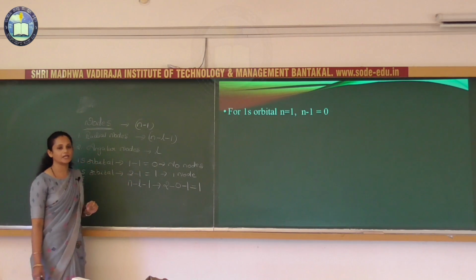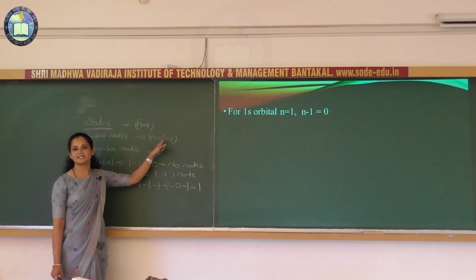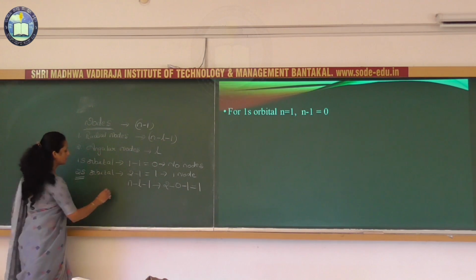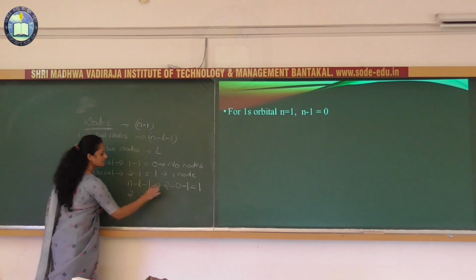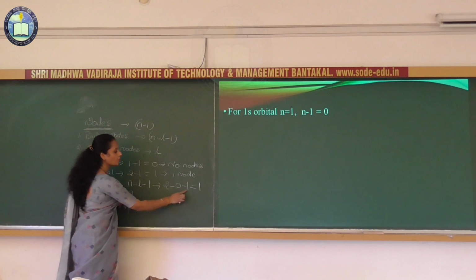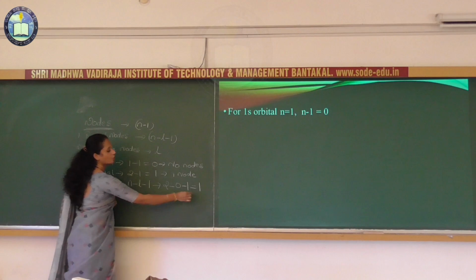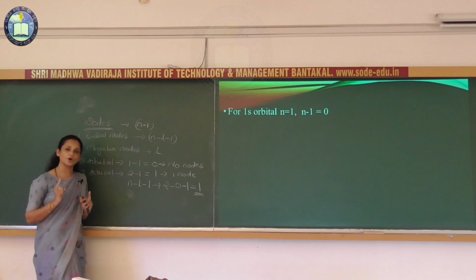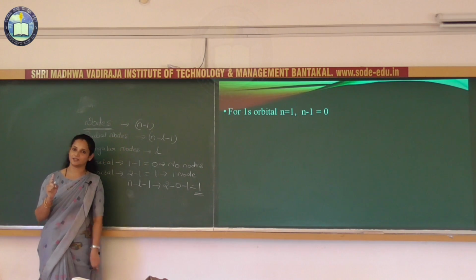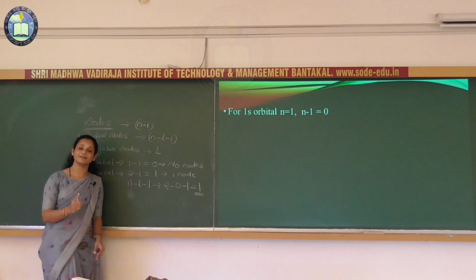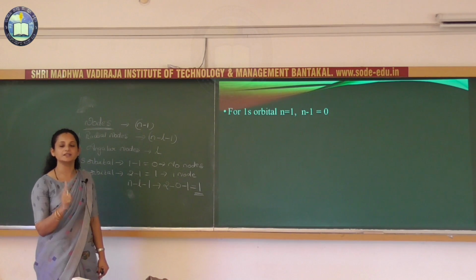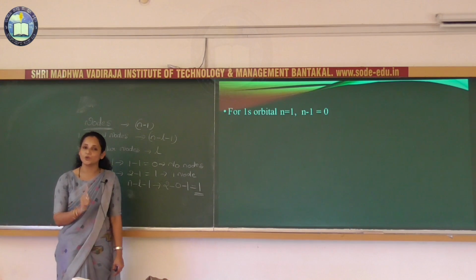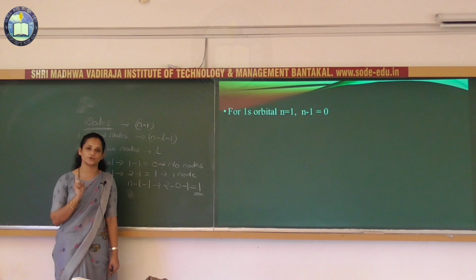How can we calculate it? Using the n minus L minus 1 formula. 2 minus L is 0, 0 minus 1, it is equal to 1. That means the 2s orbital has one nodal region. Okay, that nodal region is a radial node. Remember, s orbitals have only radial nodes.